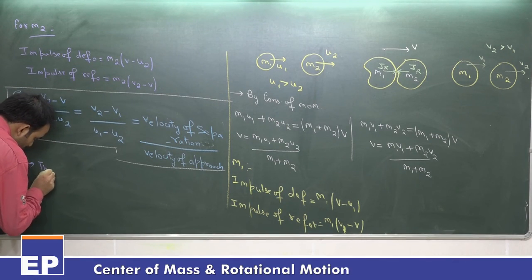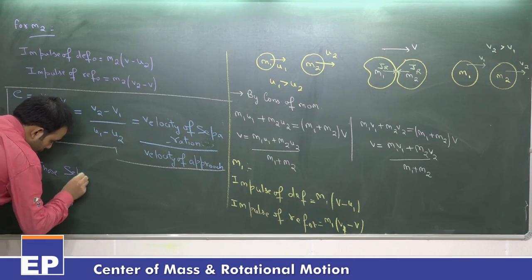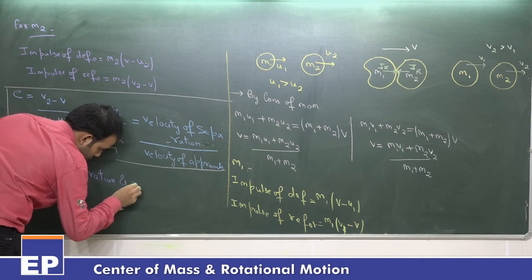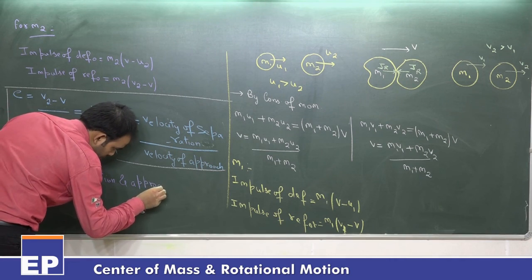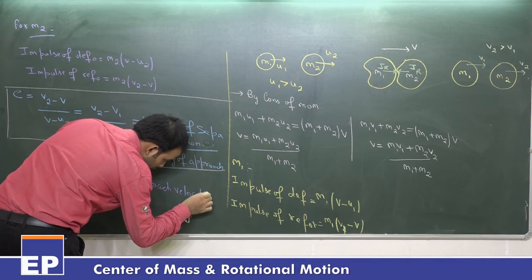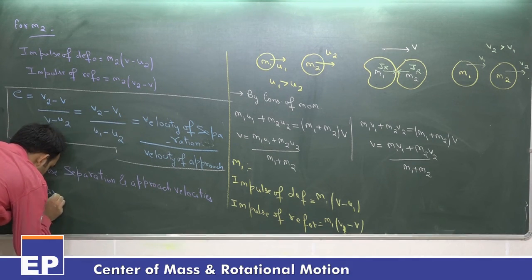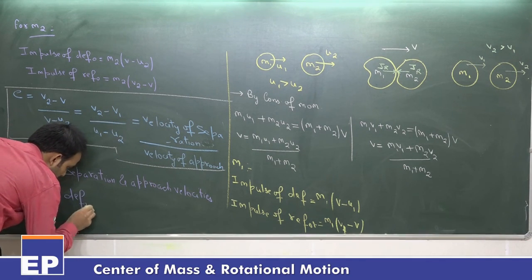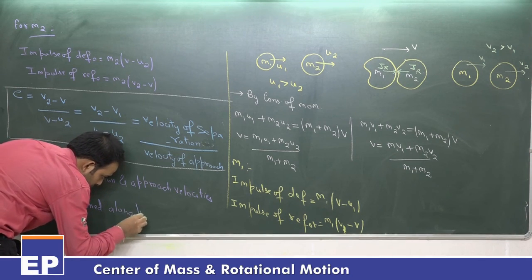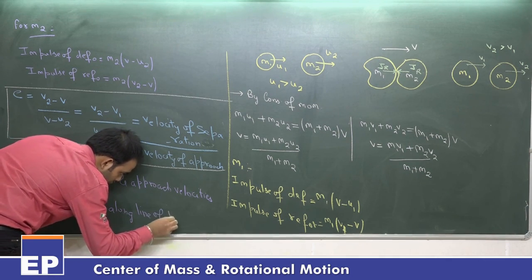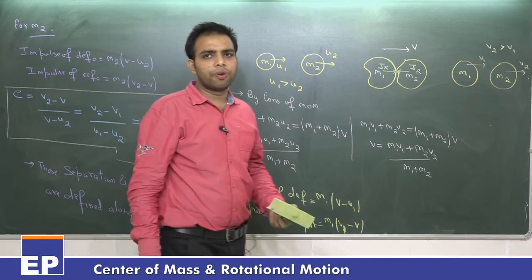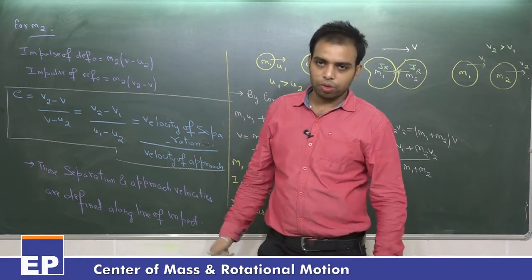These separation and approach velocities are defined along line of impact. Correct. So these are defined only along the line of impact. So this is the thing.